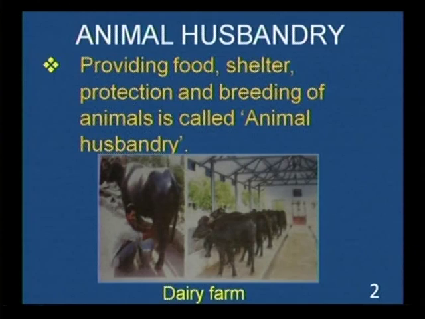Also, if we provide food like that, in that canal the food is kept, animals can eat, then it is called animal husbandry. Not only providing food, shelter, protection and breeding of animals, but taking care of the health of the animals is known as animal husbandry. In animal husbandry, there are a number of animals, for example, cow and buffalo, goat, sheep, hen. All the domesticated animals we see in our daily life.